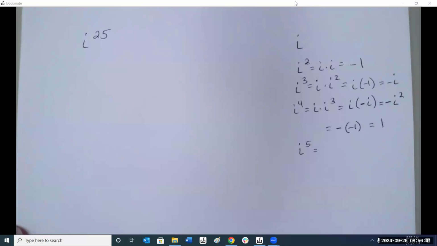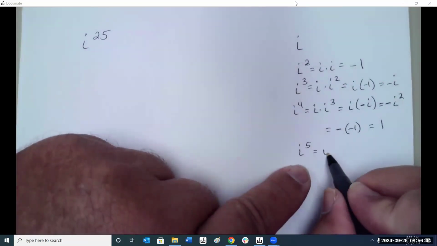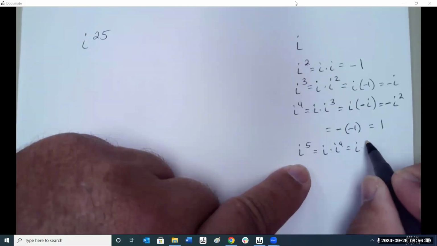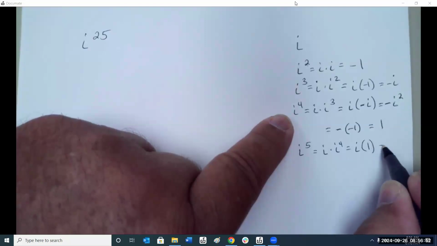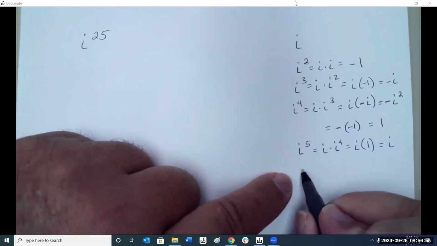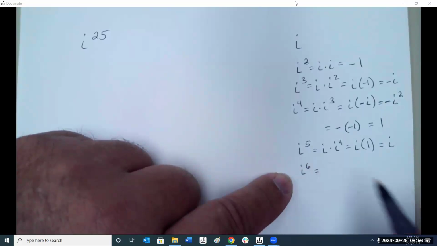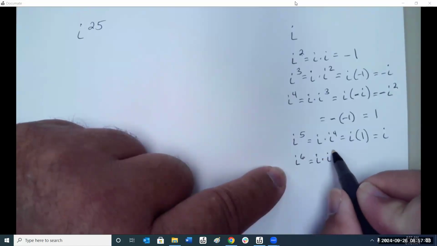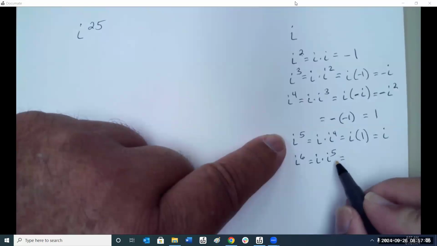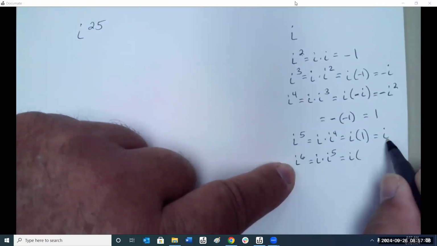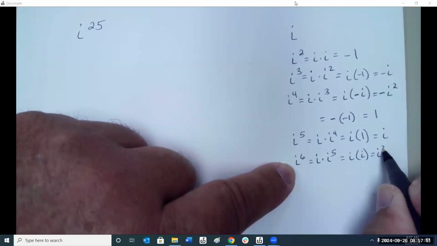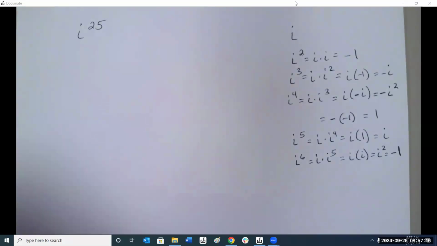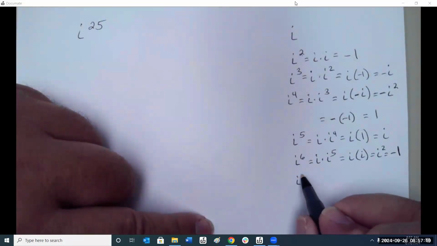Let's go on to see a pattern. i to the fifth is i times i to the fourth. i to the fourth is 1, so it's just i. i to the sixth is i times the one we just did, i to the fifth. i times i is i squared, which is -1. We're almost done.